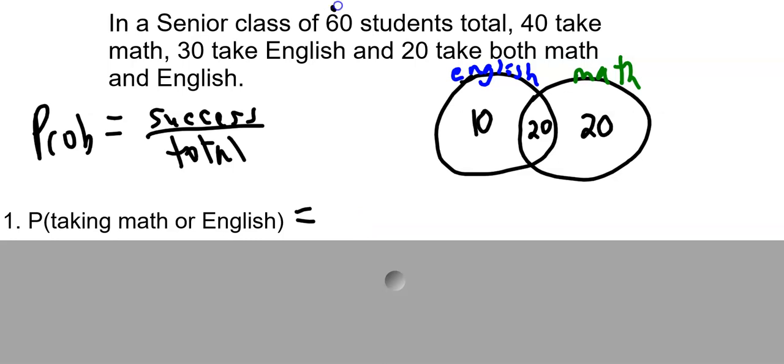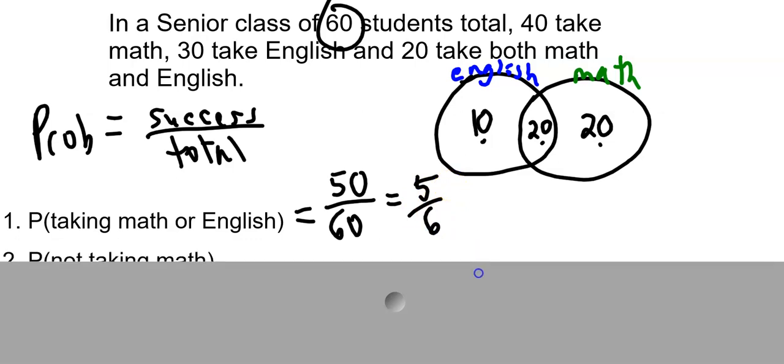So we've got a total of 60 students, right? So 60 is the denominator, and taking math or English. I'm really happy with someone who's taking math or taking English. So I'm going to add up all 3 of these cases. 20 plus 20 is 40, plus 10 is 50. There are 50 out of 60. So that simplifies to 5/6 of the senior class is taking either math or English.